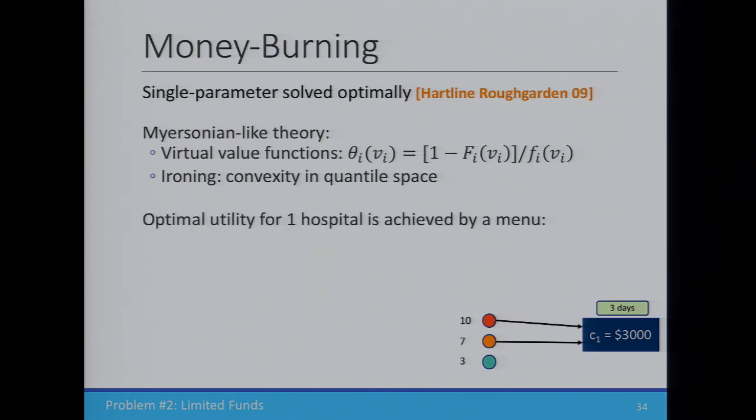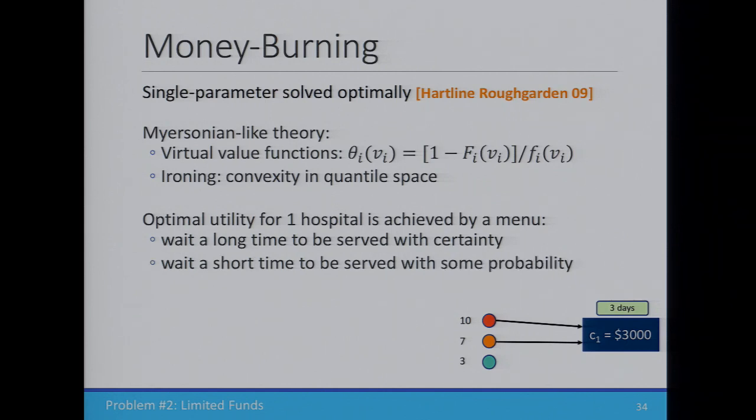So what's the optimal utility for one hospital? It's achieved by the following menu. Either you can wait a long time and be served with certainty, or you can wait a short time and then get a lottery, be served with some probability, or you just don't wait. Yes? Here, what will be served with some probability?